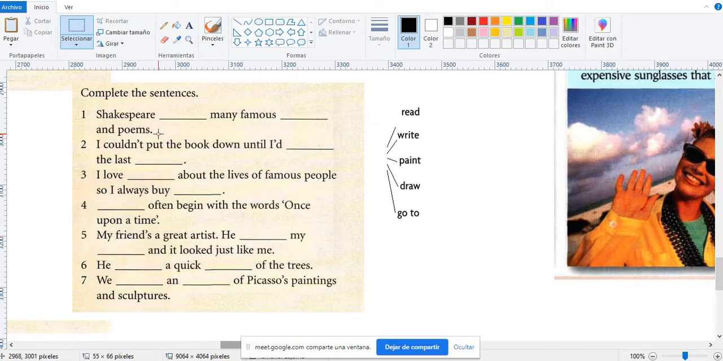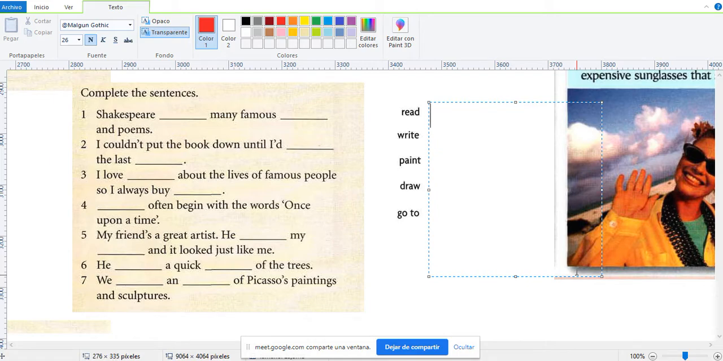Okay, bien, Shakespeare, and it is not in present, of course, no están en presente, por supuesto. We are going to see the past forms of these verbs. Vamos a ver las formas en pasado de estos verbos in order to write a very logical text, un texto muy lógico.